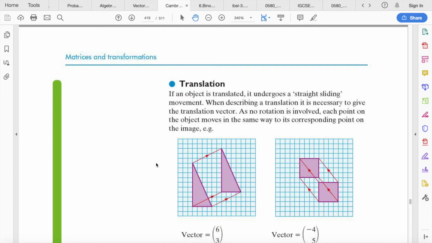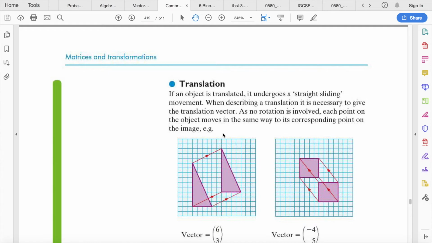Translation. If an object is translated, it undergoes a straight sliding. It means that it just moves from a place to another place. So it means that orientation won't change as well as the size. So the shape remains the same, but in another position, in another location. That's it.